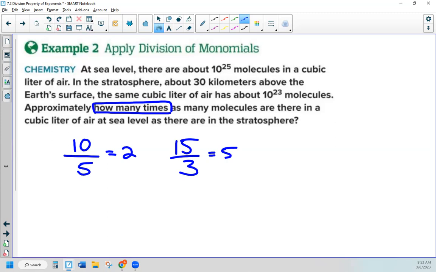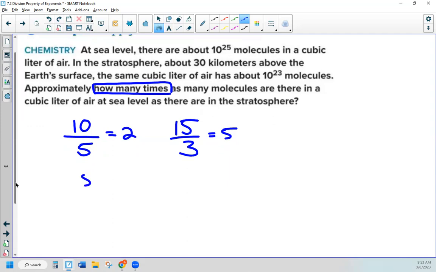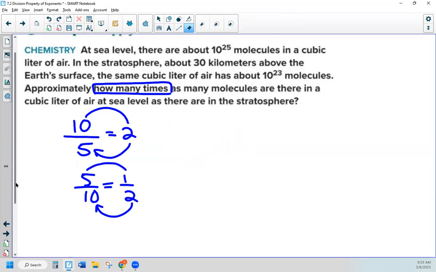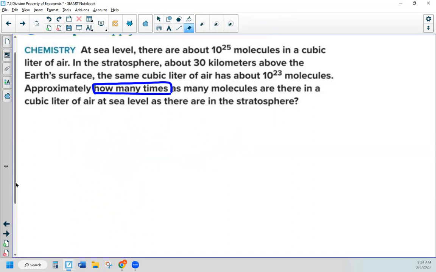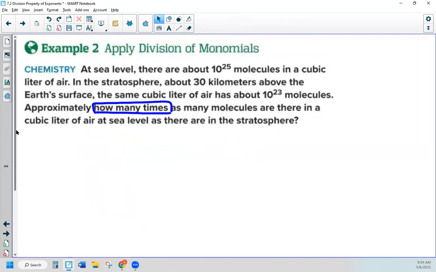And if you flip it, you have the reverse idea. 5 divided by 10 does not give me 2, so be careful. 5 divided by 10, all I can do here is simplify, divide the top and the bottom by 5, and I get 1/2. So the way that I'm talking about it now is different. 10 is 2 times bigger than 5. 5 is half of 10. Ta-da! You see how it's different? It's the same idea, but your sentence is different because you're saying it from the bigger number compared to the smaller number, or the smaller number compared to the bigger number.